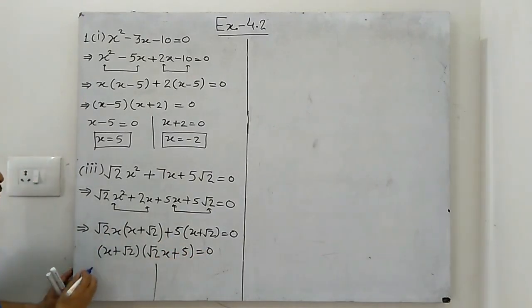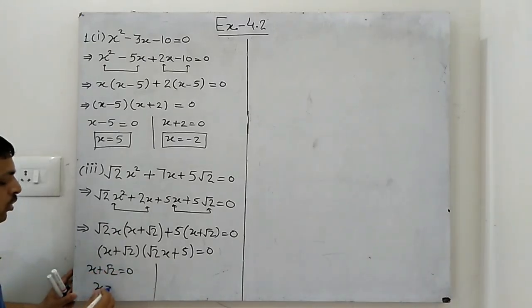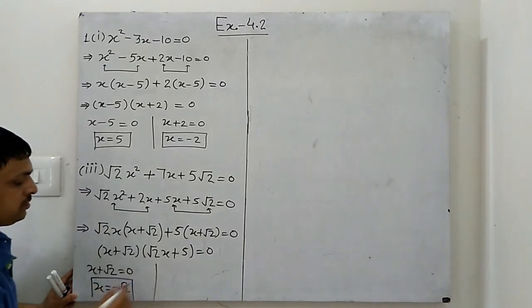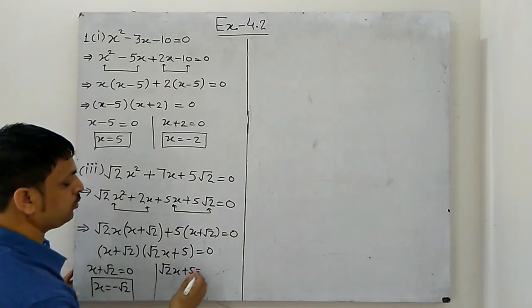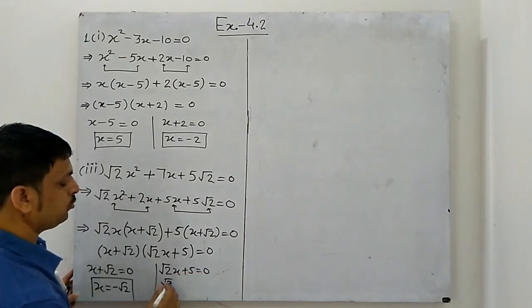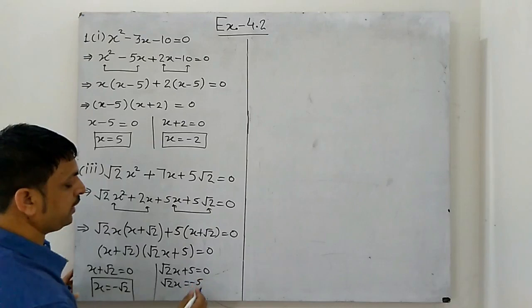We will equate both factors to 0, so the value of x will be minus root 2 in the first case, and in the second case root 2x plus 5 equal to 0. So root 2x will be equal to minus 5.